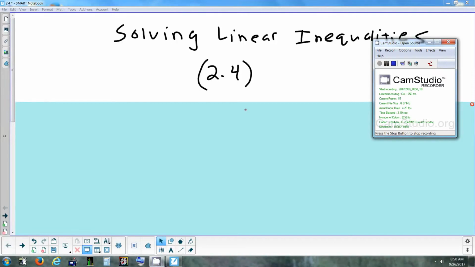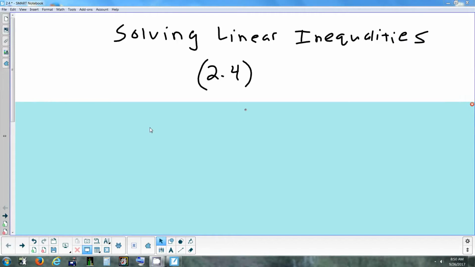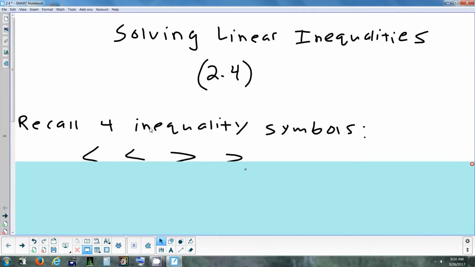All right, so today we're going to look at section 2.4, which is on solving linear inequalities. Eventually, as I said, we're going to get to more complicated ones where the graphing calculator can help us out. But we might use the calculator a little bit today too. For linear ones, you really don't need the calculator as much.